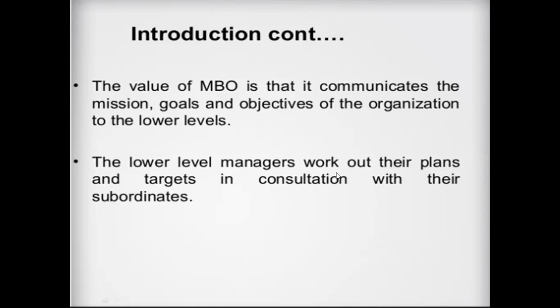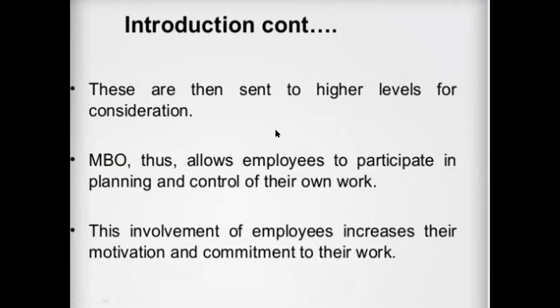Lower level managers work out their plans and targets in consultation with their subordinates. These are then sent to higher levels for consideration. So the first objectives are made by the top level organization. Then each department of the organization sets its objectives, and the objectives set by each department, down to the low level, will be sent again to the higher level for consideration.